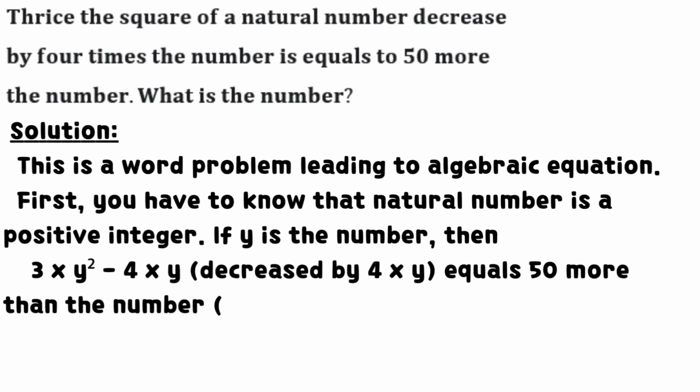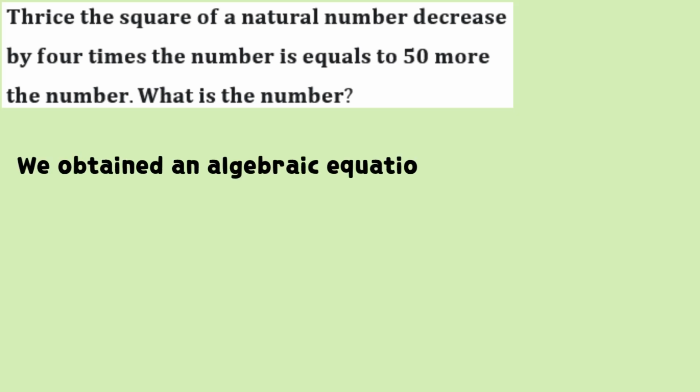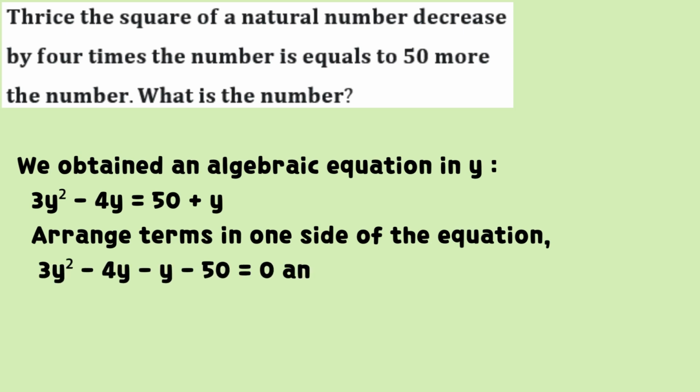Alright, let y be the number, so that 3 times the square of y decreased by 4 times y is the same as minus 4 times y, and 50 more than the number is the same as 50 added to the number. We now convert the sentence given into a numerical algebraic equation. We have that 3 times the square of y minus 4 times y equals the sum of 50 and y.